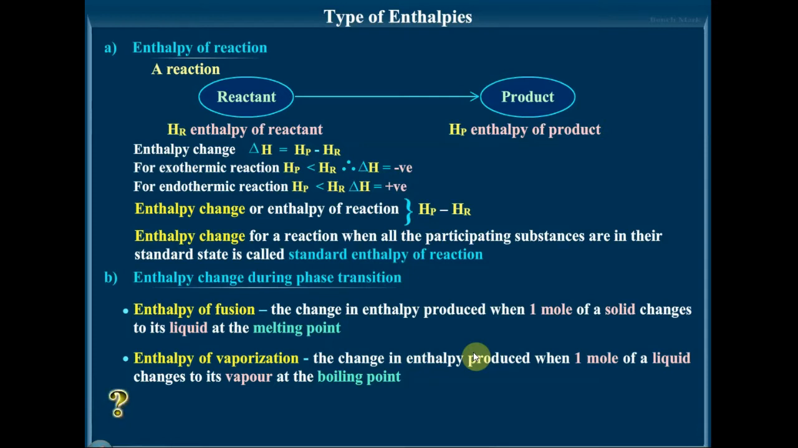So the delta H value depends upon the liquid taken. So here it is written the change in enthalpy produced when 1 mole of a liquid changes to its vapor at the boiling point, or it is the enthalpy change accompanying the conversion of 1 mole of liquid in standard state into its vapor at its boiling point, because the conversion of liquid into vapor takes place at its boiling point and 1 bar pressure.